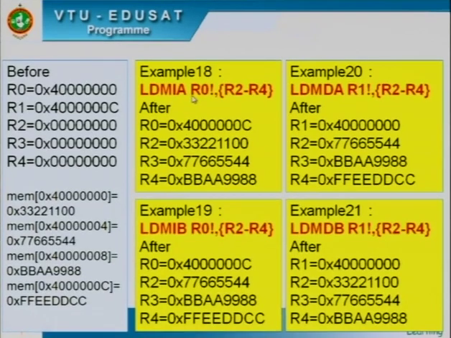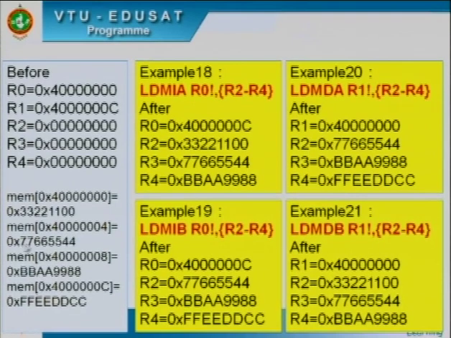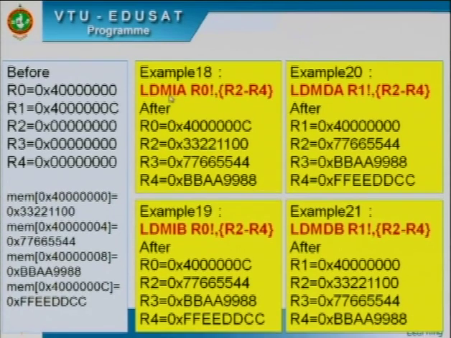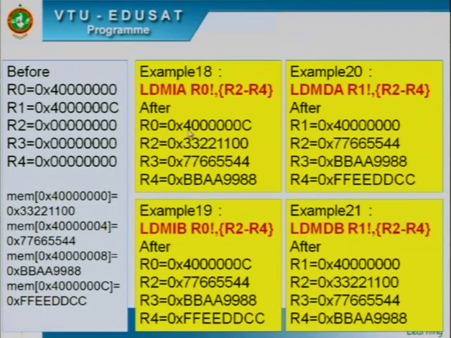Then the next memory location, which holds 77665544, will be transferred to the R3 register. Next, R0 gets incremented by 4, and it becomes 0x4 followed by 6 zeros and 8. The memory content of that gets transferred to R4. After that it gets incremented again, because it is increment after, so the R0 value will be 0x4 followed by 6 zeros and C.